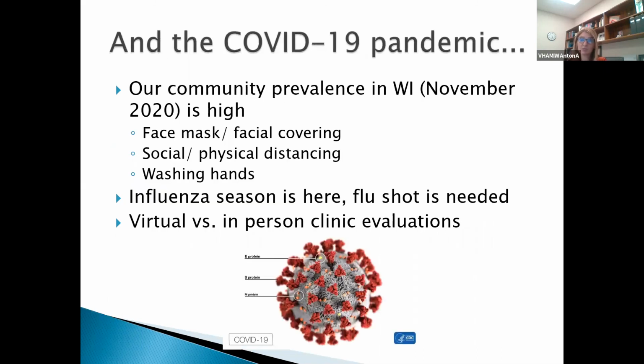And then I could not finish without talking about the COVID-19 pandemic. Unfortunately, in the state of Wisconsin, and I put in parentheses when this talk was recorded, and hopefully by the time the talk would be posted, until February. So hopefully by February, our numbers would look much better than now. Our community prevalence is high. And the best way to be proactive, when we don't have a vaccine and we don't have very effective treatment, is to have our precautions in place: face masks, face covering.